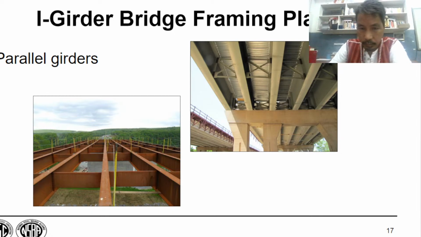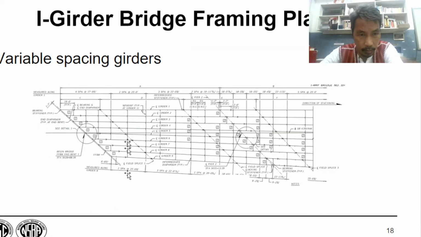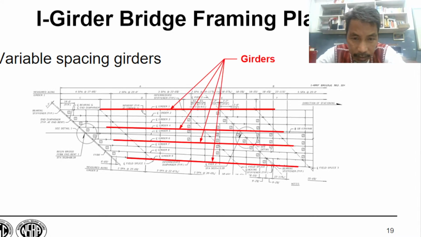So, variable spacing girder. So the spacing is variable. We have to express it in real values. We cannot use the word typical, because they have different spacing. So let's take a look at how much detail is necessary.